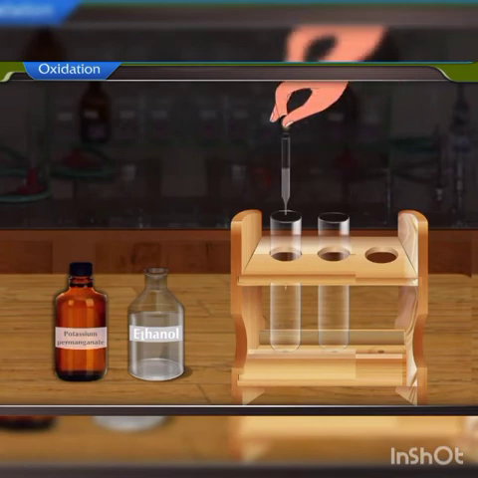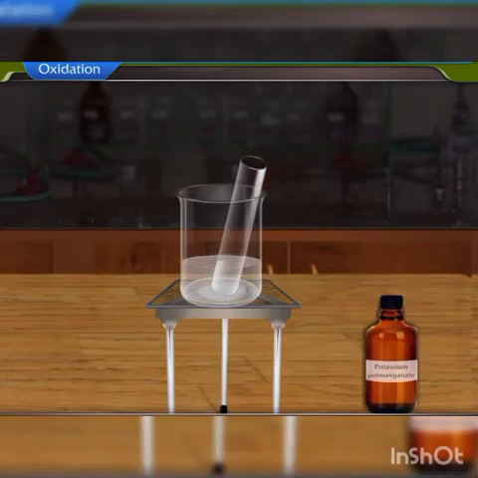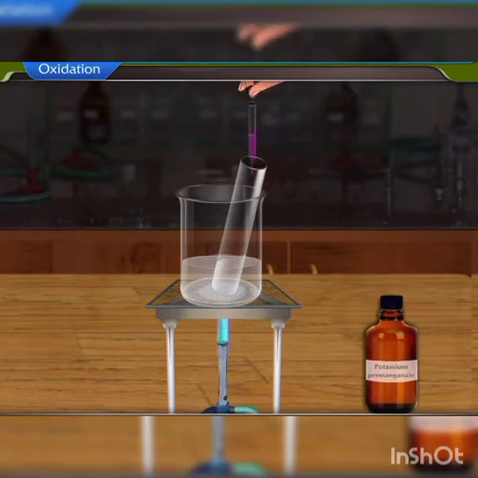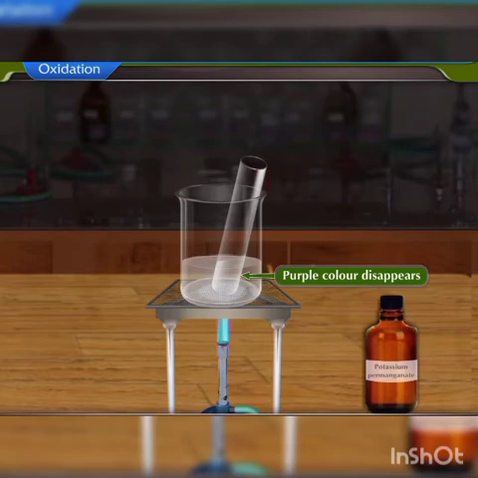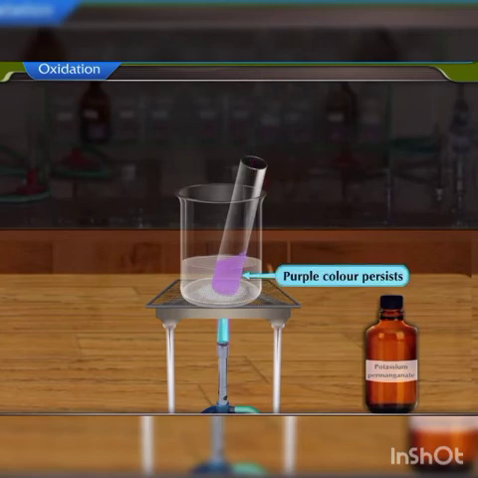Take about 3 ml of ethanol in a test tube and warm it gently in a water bath. Now add a few drops of a solution of alkaline potassium permanganate. Initially, the purple color of potassium permanganate disappears, but as we add excess of alkaline potassium permanganate, the purple color persists.